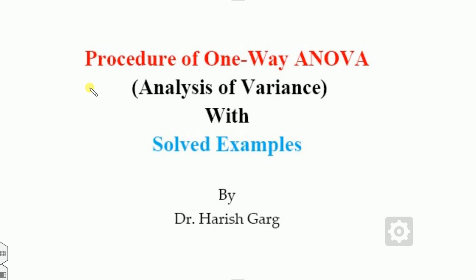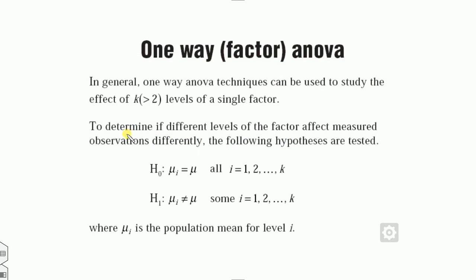In this lecture we will talk about how to construct the ANOVA table, or you can also call it the procedure of the one-way ANOVA. I have solved some particular examples and will try to explain the procedure. First, let me quickly recall what we studied in the last lecture, that is one-way ANOVA.